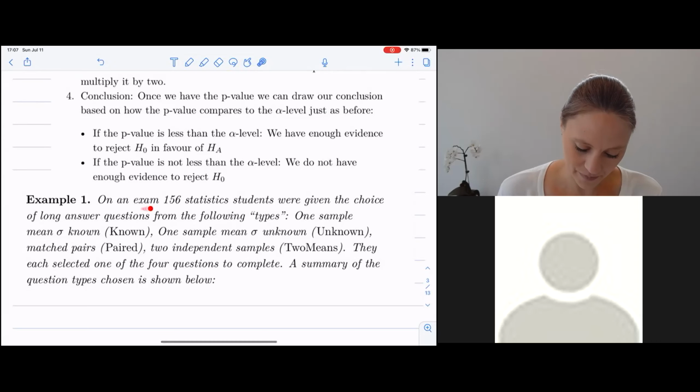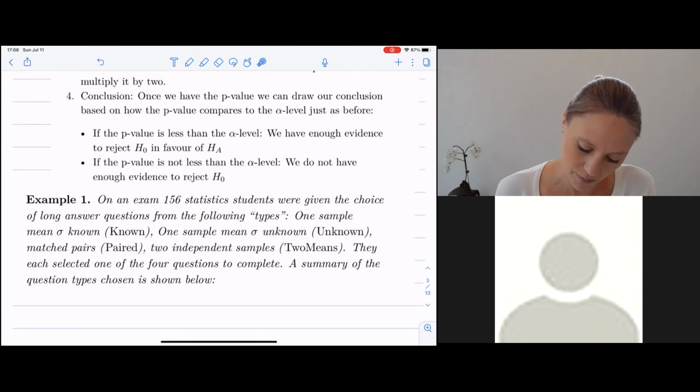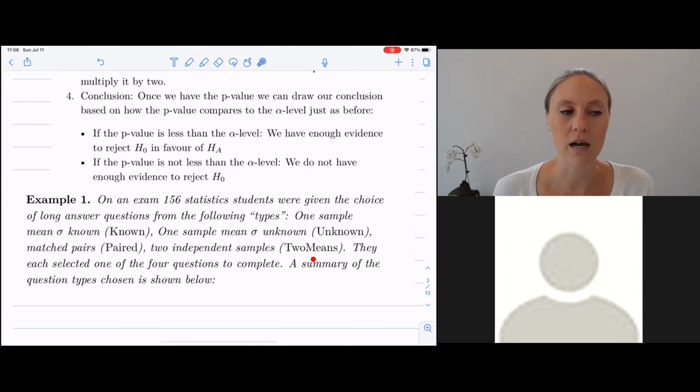On an exam, 156 statistics students were given the choice of long answer questions from the following types. One sample mean sigma known, which I have named known in the data set. One sample mean sigma unknown, which I've called unknown in the data set. Matched pairs, which I've called paired in the data set. And two independent samples, which I called two means. The variable for that is two means.